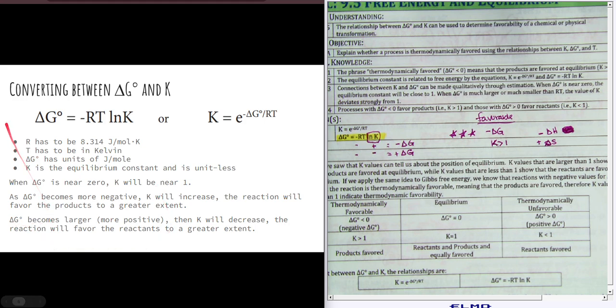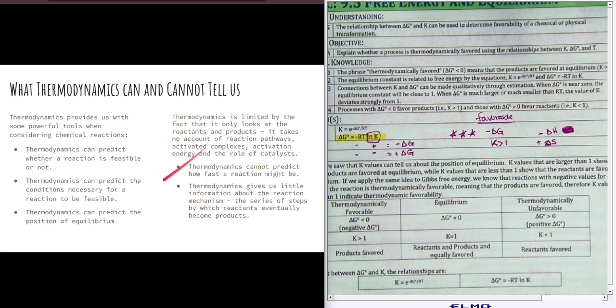As delta G becomes larger or more positive, so as the number is approaching 0, and possibly crossing over to become a positive value, then the K value is going to decrease. So delta G and K are inversely proportional to each other: as one goes down, the other goes up, and so on. Why? It's different than normal because it's the natural log. Normally, if we saw things on opposite sides of the equation, we would say they are directly proportional. But because we're taking the natural log of that value, they're inversely proportional.